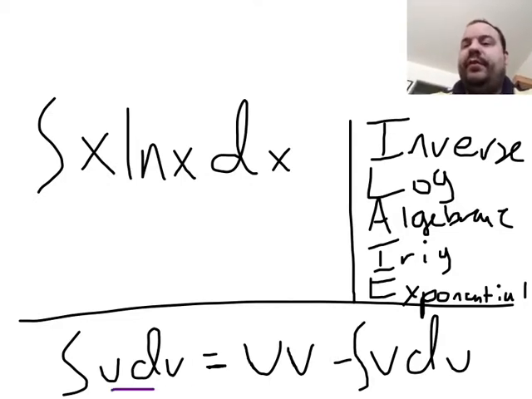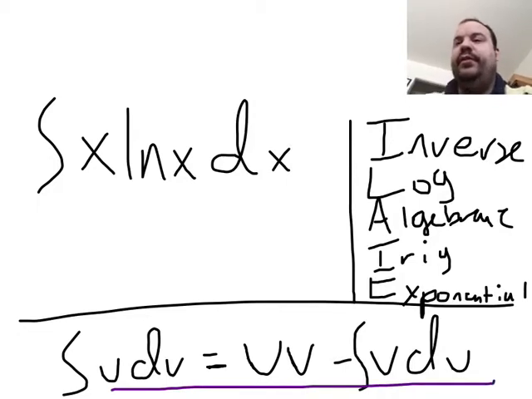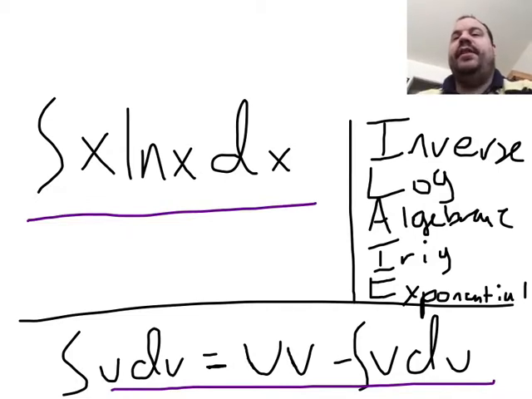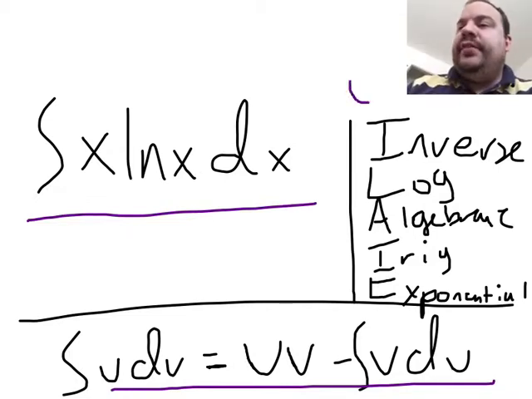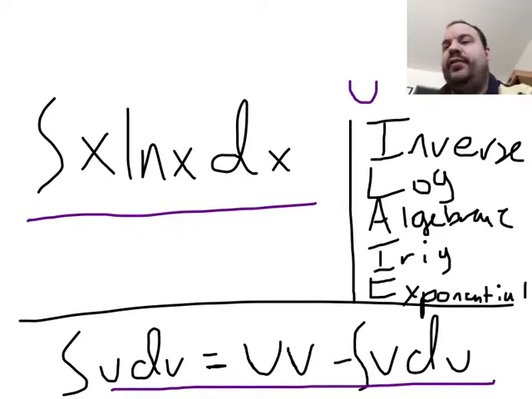So on the bottom here, you have the formula for integration by parts that we're going to use, that we talked about in the last video. Up here we have our example, which is the integral of x times ln of x dx. And over here on the side, this is a list for how we're going to choose u in the formula.